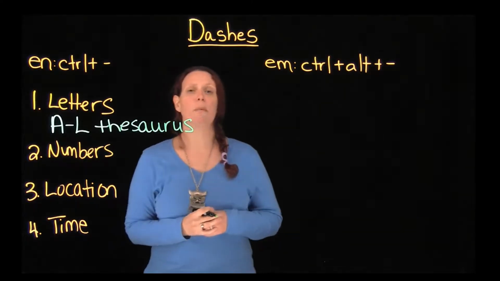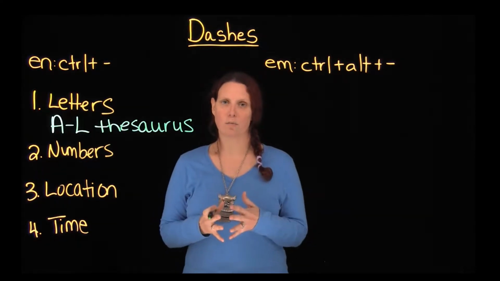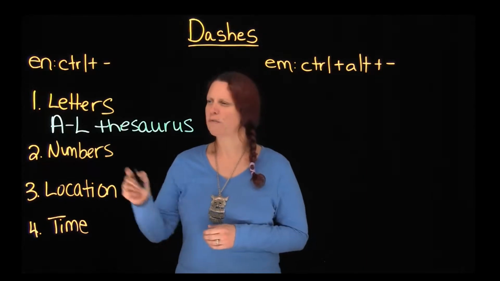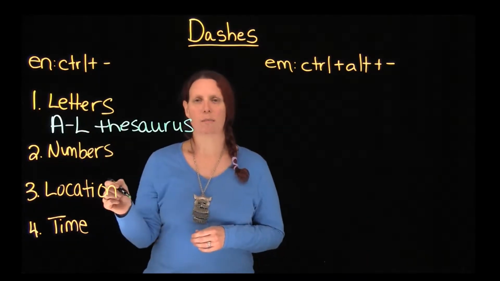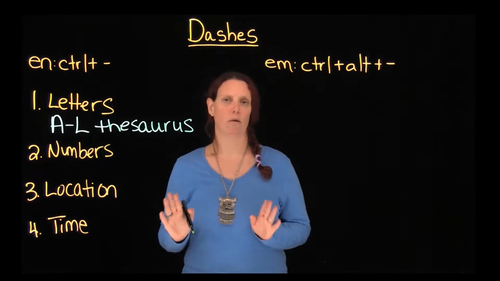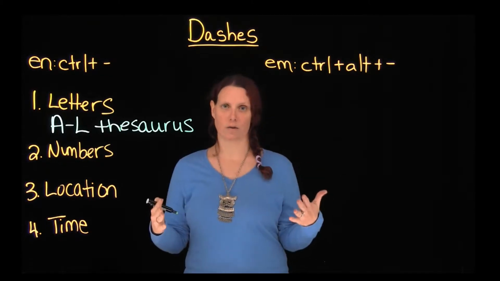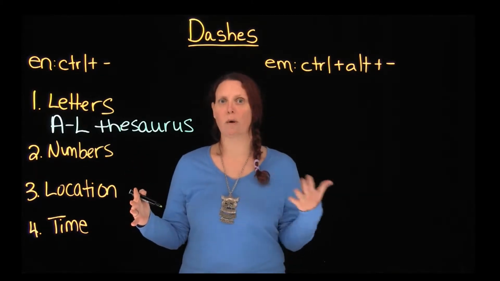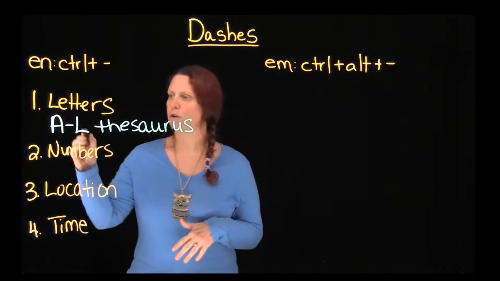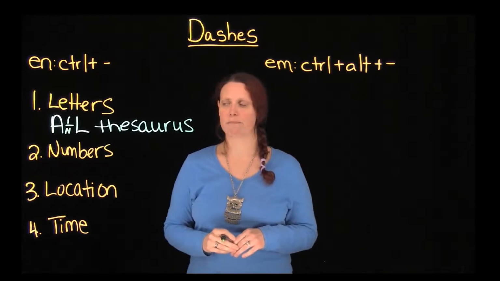So, for letters, let's say I'm looking through the A-L thesaurus. If you remember from hyphens, we use hyphens to combine 2 words and act like a modifier, an adjective, to a noun. So if I used a hyphen here, that would mean that my thesaurus is A and L only. But that's not what I mean. I actually mean the range from A through L and all the letters in between. So I use the N dash. You might sometimes see it with that mark.